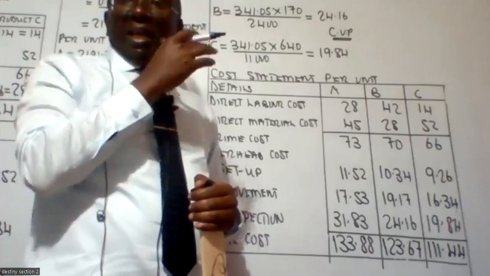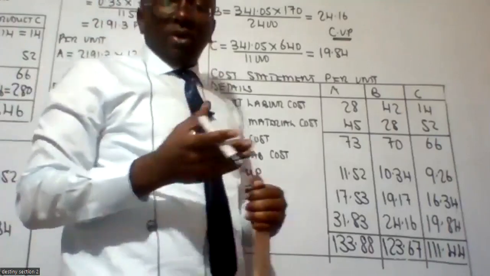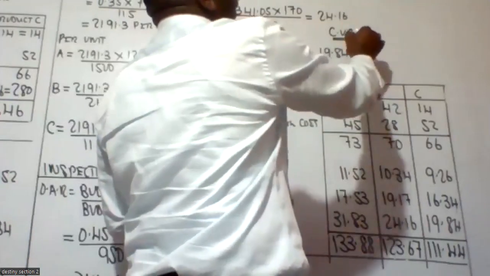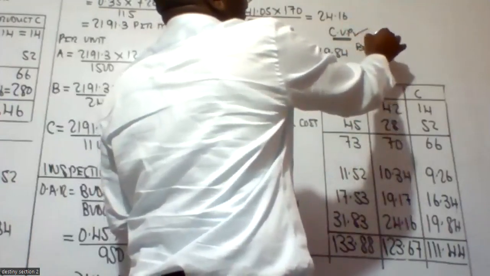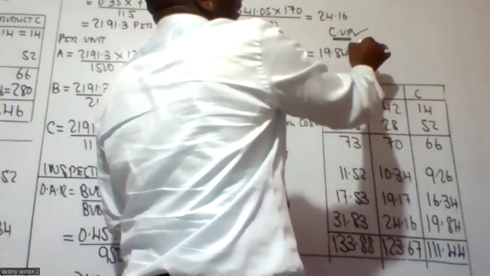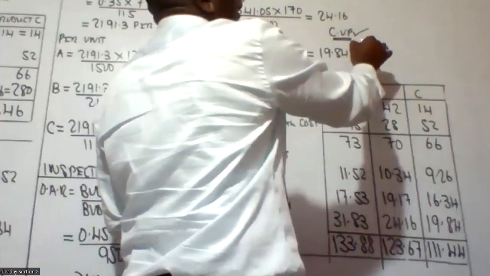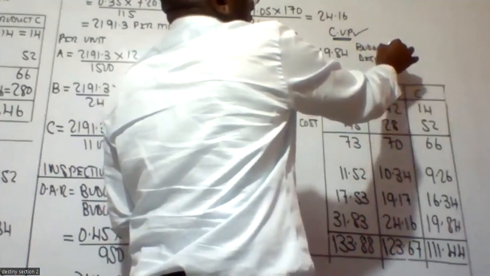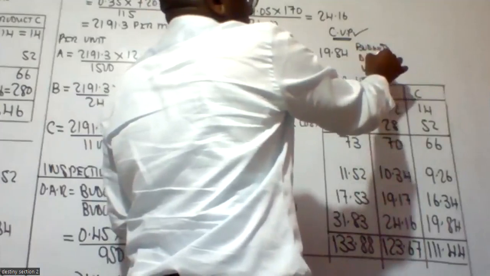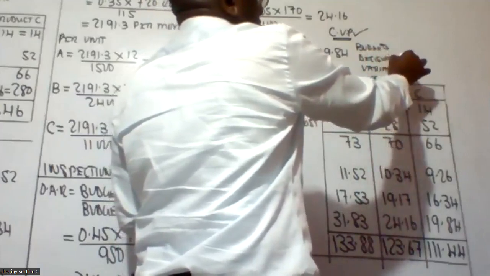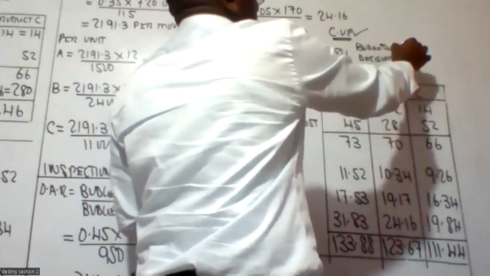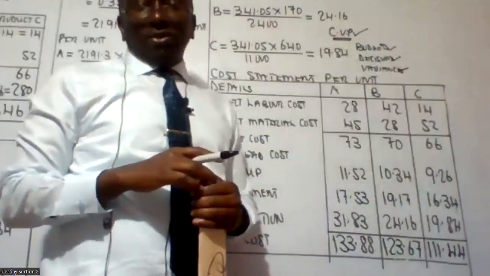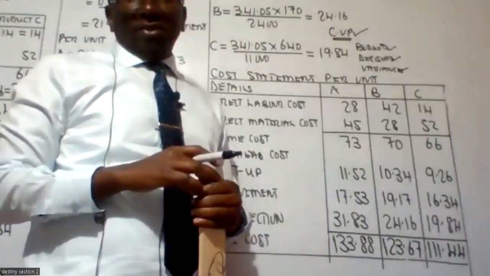And I have several areas that I need to cover. I have to cover CVP. I have to cover another one called budgets. I have to cover another one called decisions, and another one called variances. So those are 4 areas that we need to cover. And we only have 3 lessons.